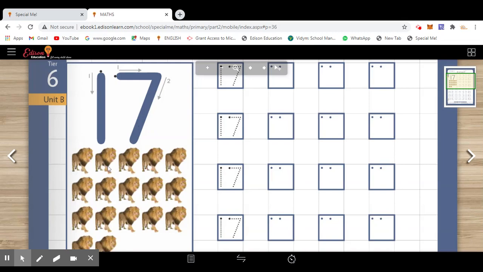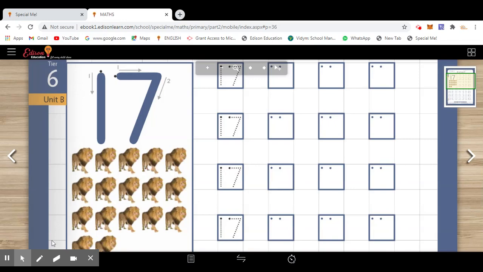Now look at this picture. Which animal is this? This is a lion. Can you tell me how many lions are there? Let's count. 1, 2, 3, 4, 5, 6, 7, 8, 9, 10, 11, 12, 13, 14, 15, 16 and 17. 17 lions are there.